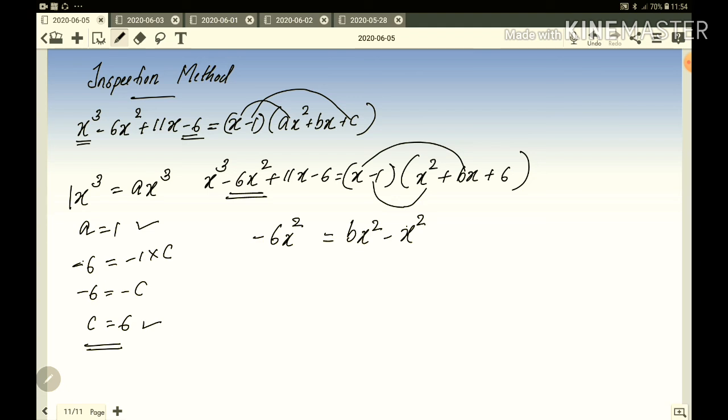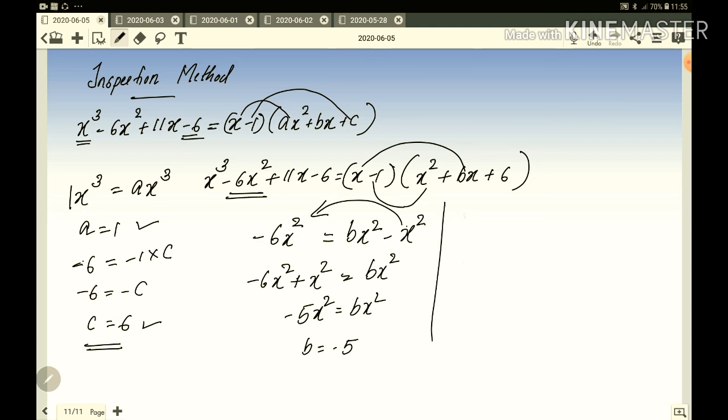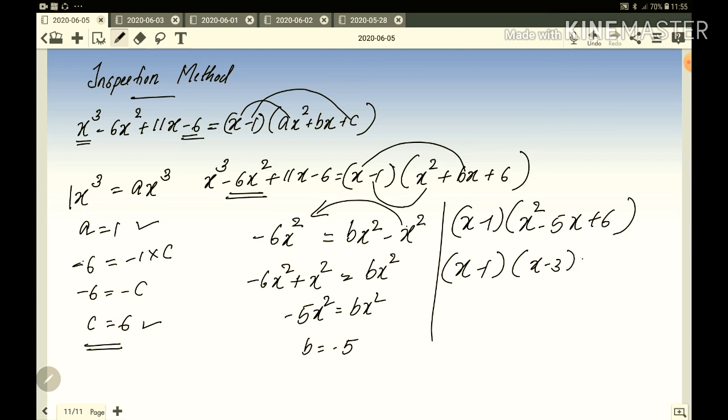So how do you get b? See, this minus x square sent to this side, that is minus 6x square plus x square is equal to bx square. That is minus 5x square is equal to bx square. Therefore, b must be equal to minus 5. So we got that quadratic, that is x minus 1 times the quadratic, which is 1x square, that is x square, b is minus 5x, plus 6. That we can factorize: x minus 1, then this is going to be x minus 3, x minus 2.